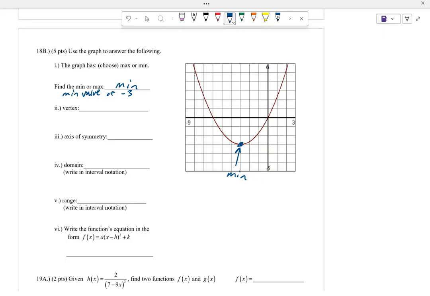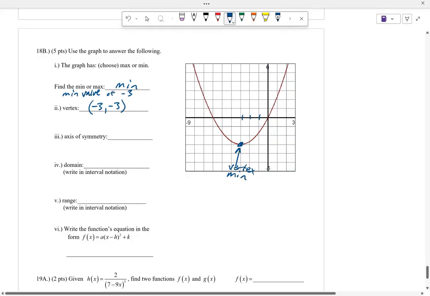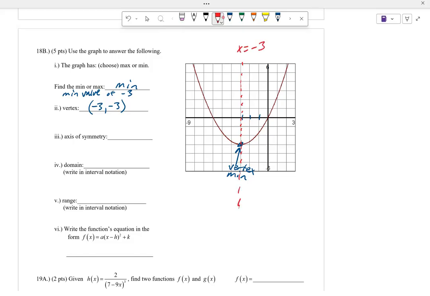What's our vertex? Well, if I'm naming that as a coordinate, it looks like -3 is the x, and we know the y is already -3, right? Our vertex is where this minimum is at, either the bottom of the quadratic, or if it's flipped over, the top of a quadratic. The axis of symmetry goes right through the vertex, so that's that vertical line, x being -3. That's our axis of symmetry, x being -3 there.